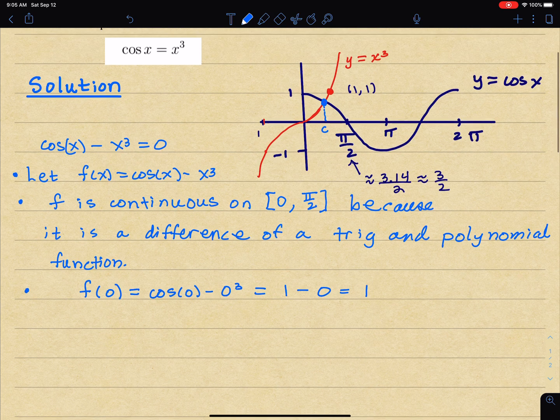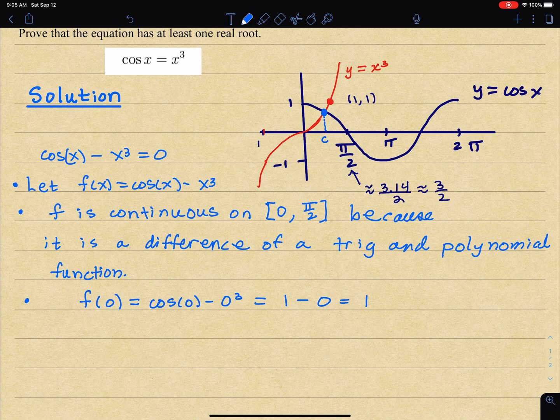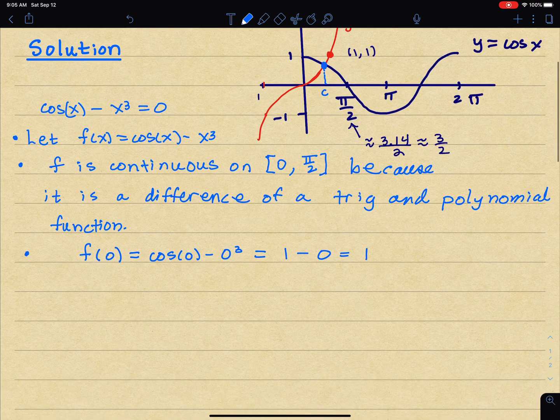Now notice these are the two graphs I have of cosine x and y equals x cubed, okay? But now I'm looking at the function cosine x minus x cubed. What I see about that function is that when I plug in 0, f of 0, I get 1, all right? And if I plug in pi over 2, which just seems to me something that makes sense because cosine of pi over 2 is 0, then what do I get? I get cosine of pi over 2 is 0.